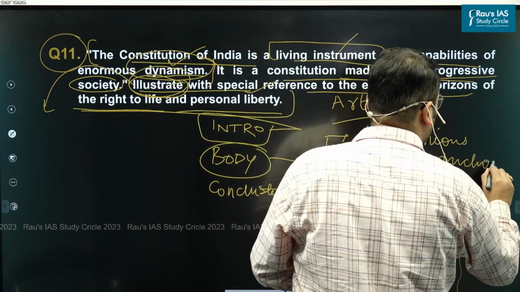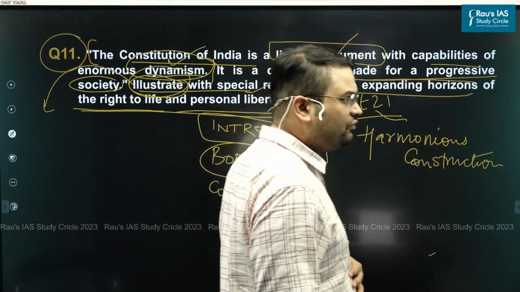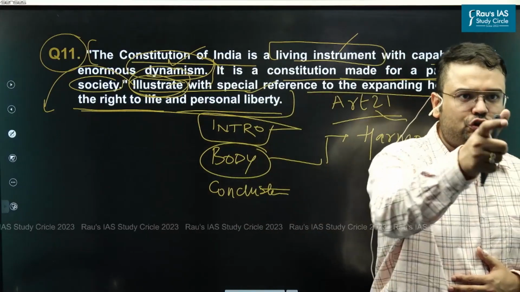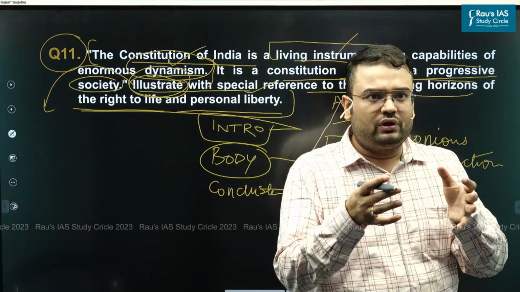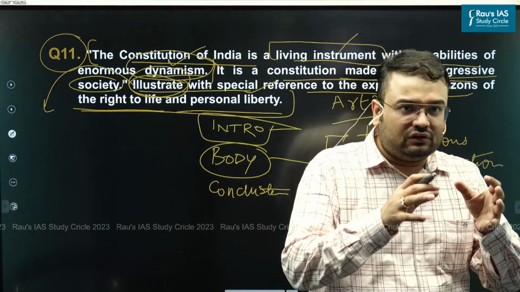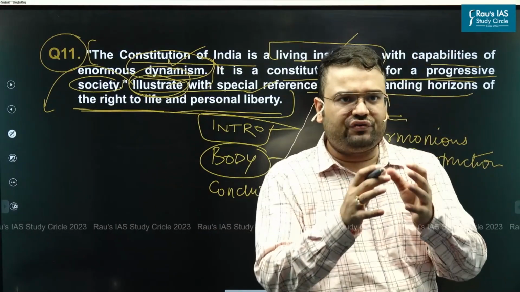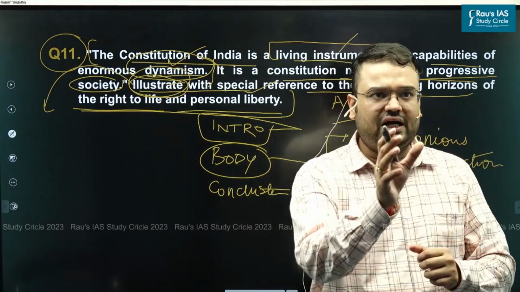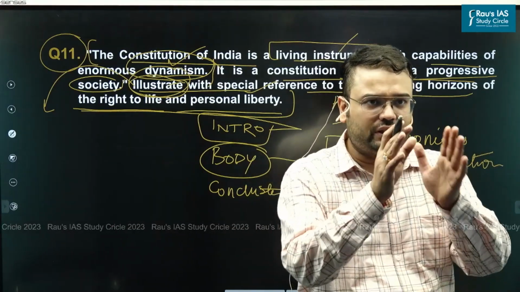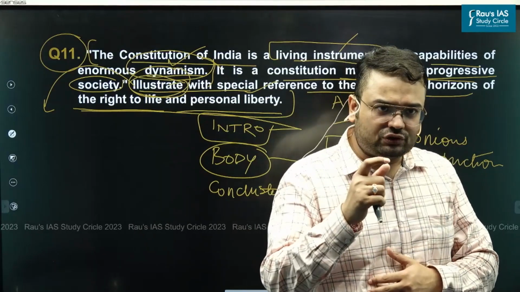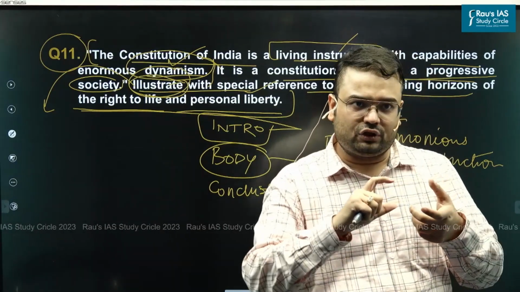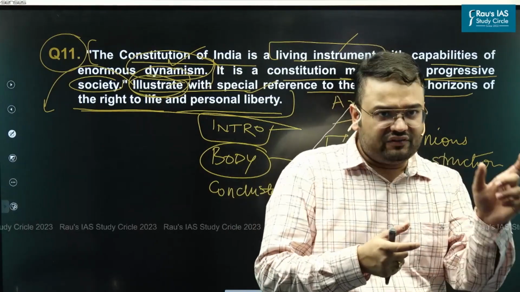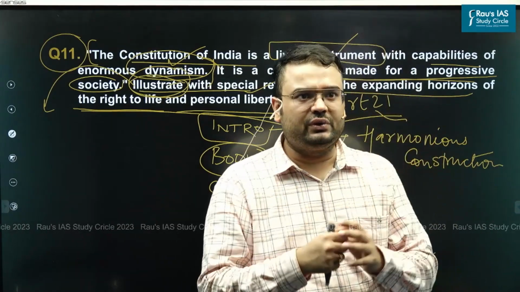Why the doctrine of harmonious construction? For the very simple reason, what exactly was it? It said that the Supreme Court will read Part 3 and Part 4 of the Indian Constitution, fundamental rights and DPSP, together. The Supreme Court is not going to look at only one part. It is going to look at both parts in order to harmonize individual rights with the collective good of the people.